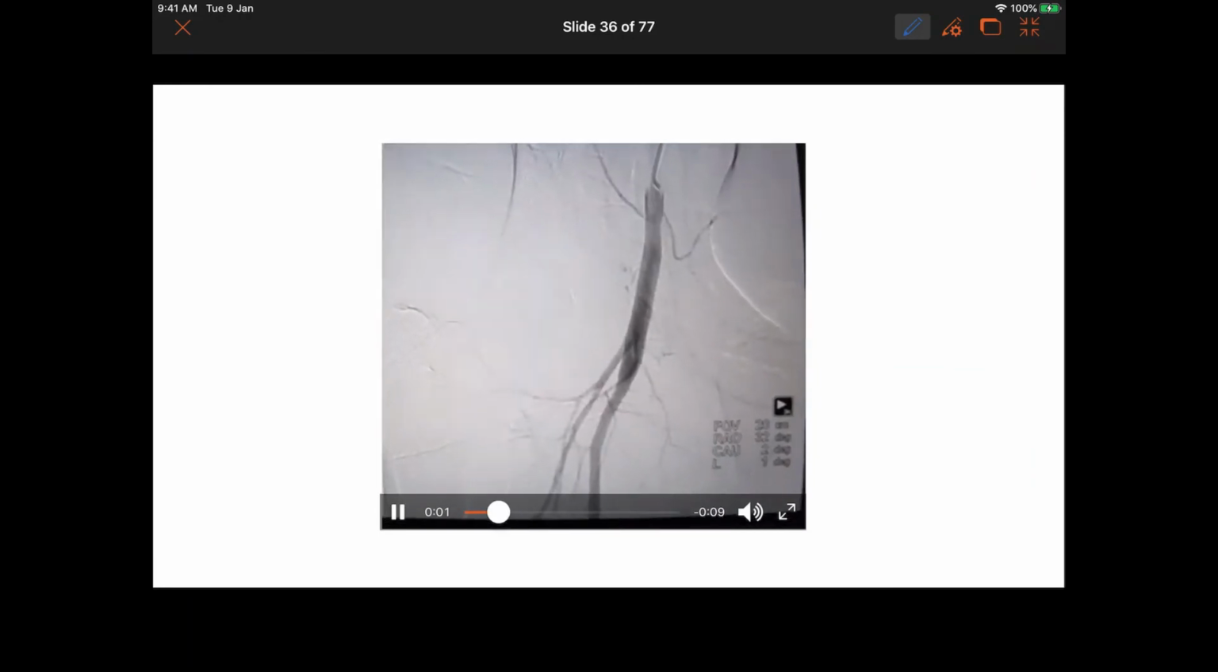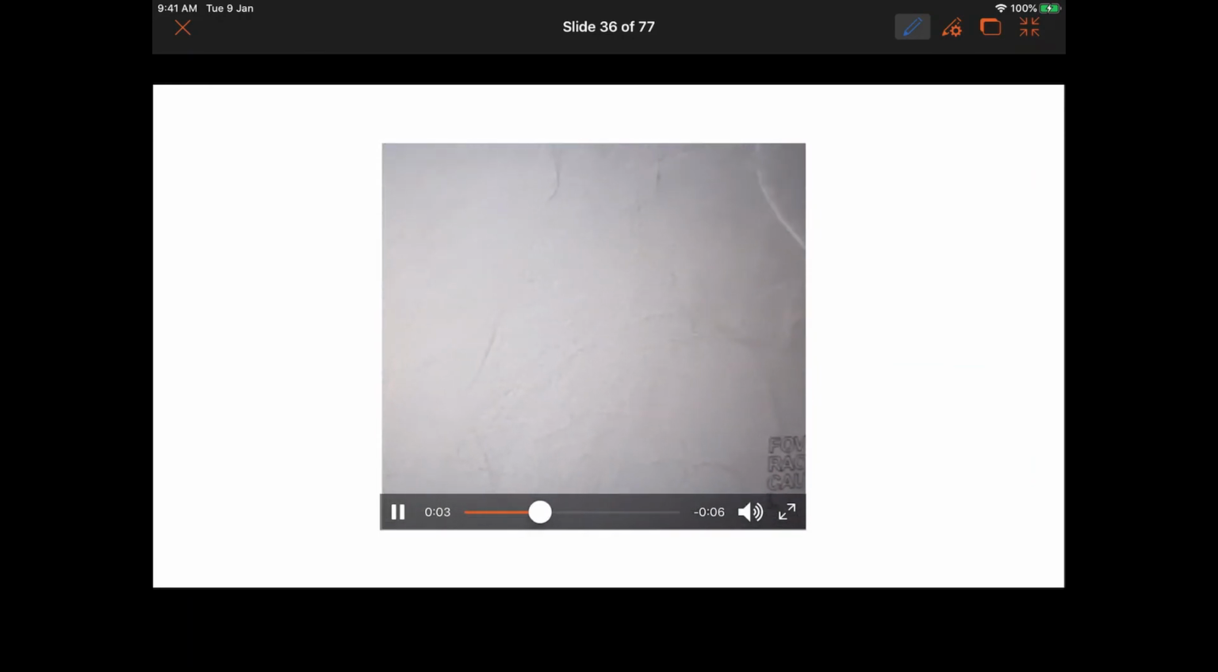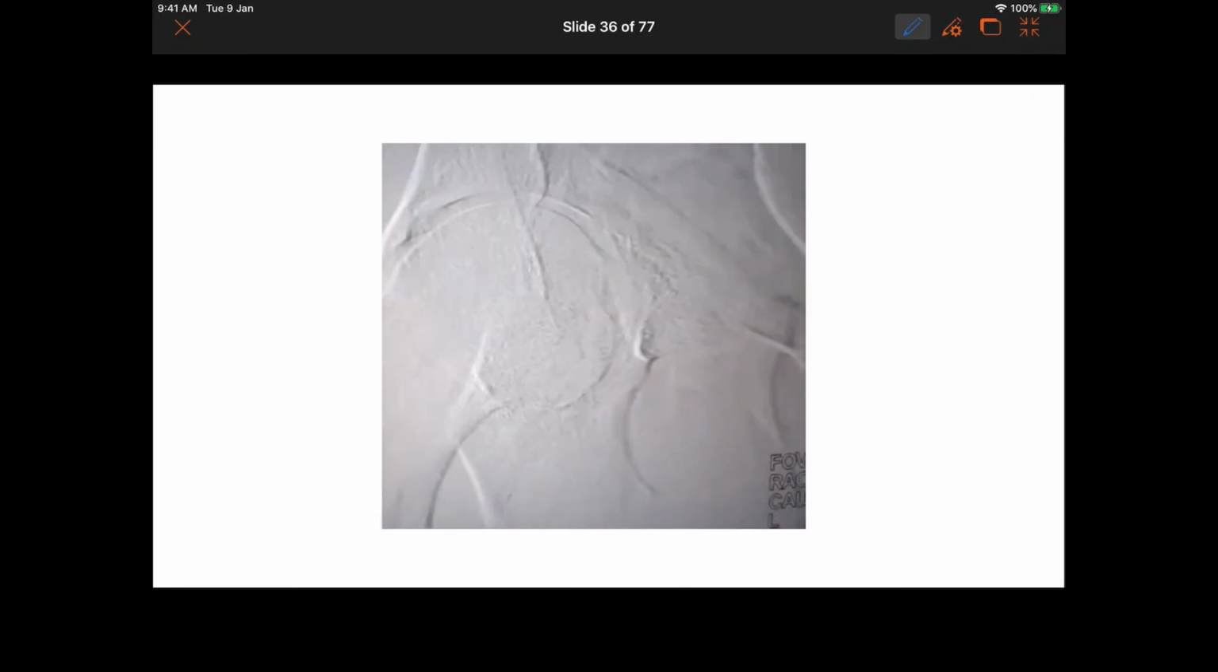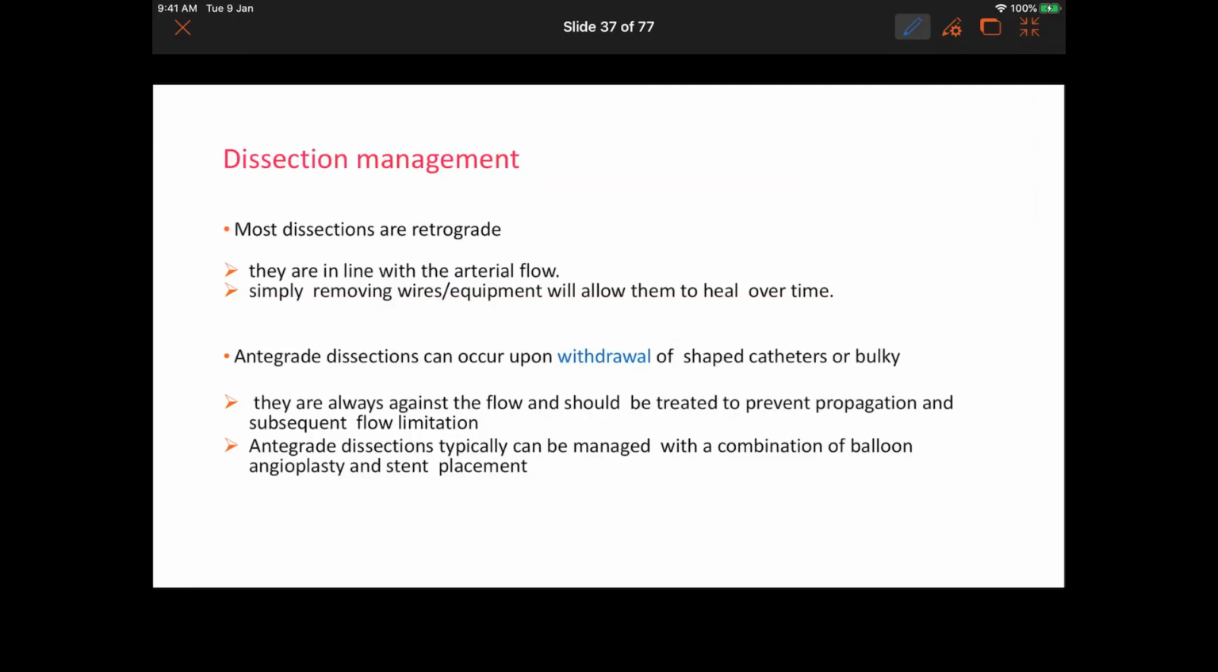You can really manage such a complication via internal tamponade. Dissection, as I said, most dissections are retrograde. They are in a direction opposite to the flow of the vessel flow. So obviously, with the retrograde flow, simply by removing the wire or equipment it allows them to heal.